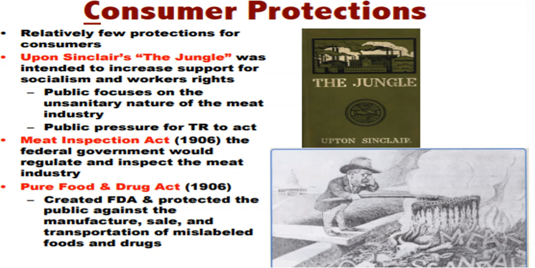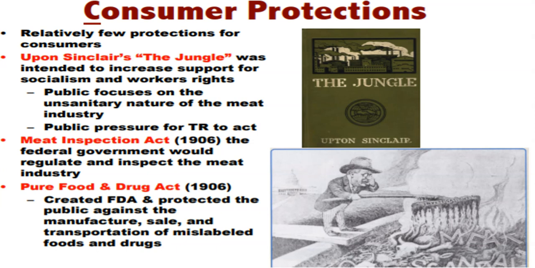for consumers. The public's focus on the insanitary nature of the meat industry was a direct result of Upton Sinclair's The Jungle. And obviously this put a whole bunch of pressure on TR because TR had to act and protect the consumer. Because of this, we had the Meat Inspection Act in 1906.